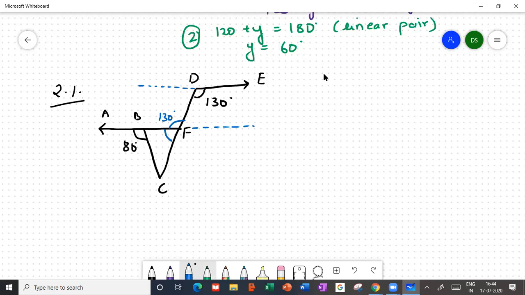So, should I write this down quickly? Okay. Since DE is parallel to AF, angle EDF is equal to angle DFB.